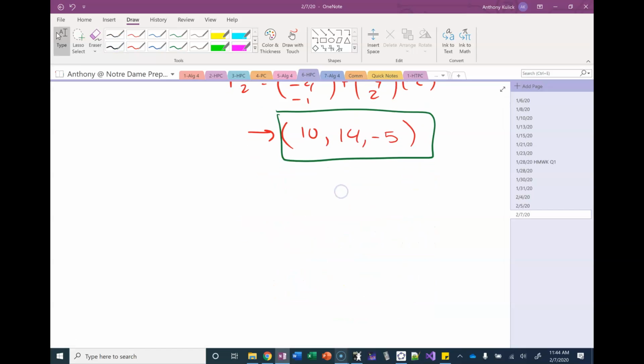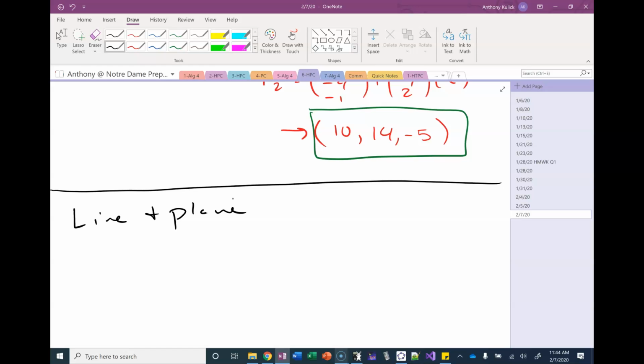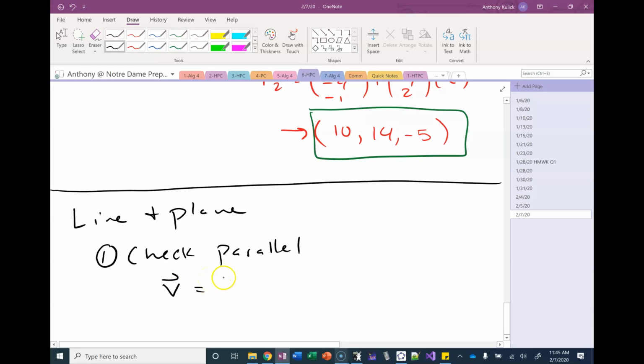Okay. So I think that covers all the situations for line and line. Let's look at line and plane now. Well, the nice part is that the steps really remain the same. So the first thing we're going to do is check to see if they're parallel. The difference here, though, is that I'm going to be checking the direction vector or the slope vector from the line with the direction vectors, plural, from the plane.